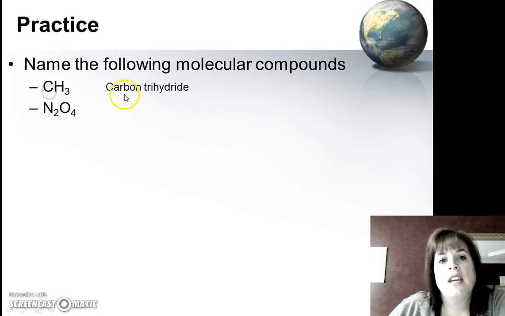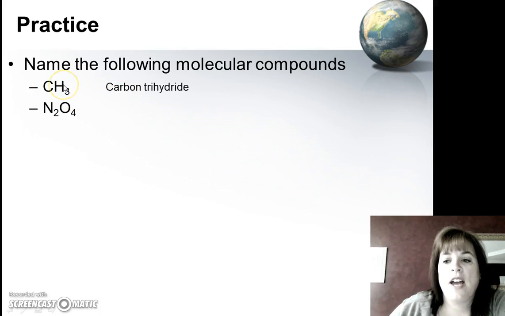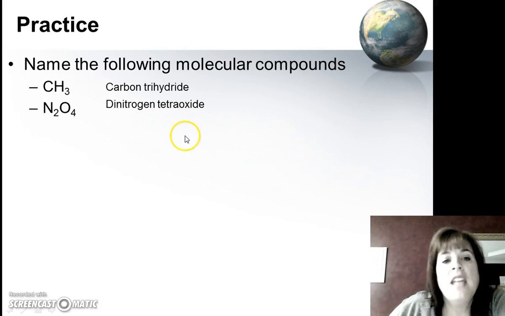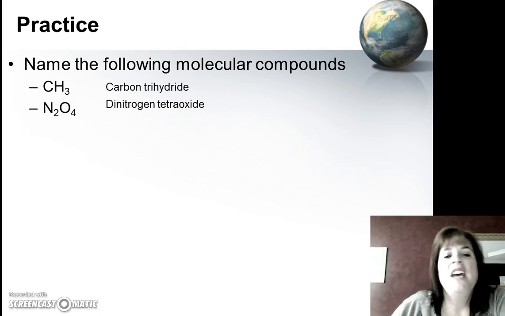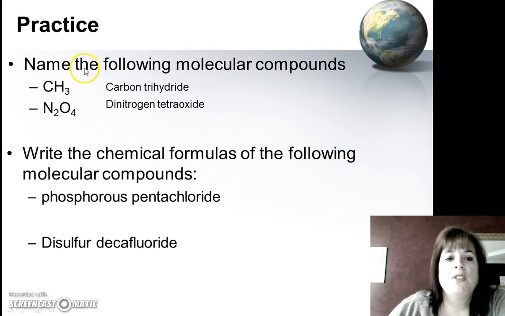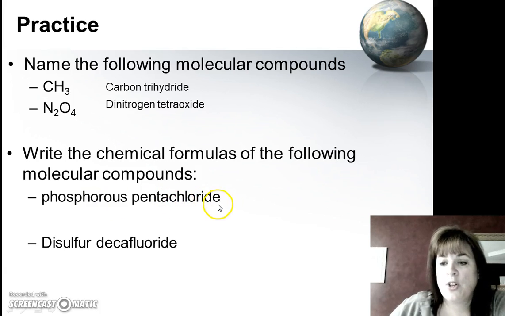Well, for this first one, if you said carbon trihydride, you're correct. The second one is dinitrogen tetraoxide. Now, besides naming them, you're going to have to write the chemical formulas, but this is not so bad because as long as you can match this chemical symbol to the name, all you got to do is remember your prefixes. So, for example, this is phosphorus pentachloride. So when I write the chemical formula, I'm going to write a P for phosphorus, and then I'm going to write the Cl for chloride or chlorine, and penta is 5, so it's going to be PCl5.